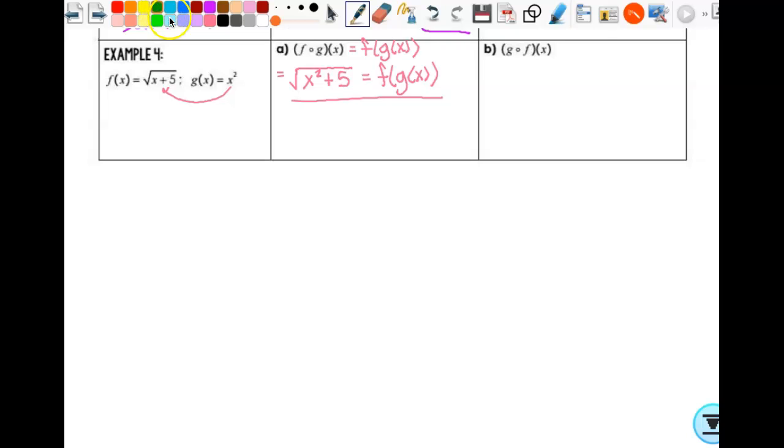So then when I do g of f of x, this is equal to the square root of x plus 5, squared. What's the square root of x plus 5 squared? X plus 5. So this is equal to x plus 5, which is equal to g of f of x.